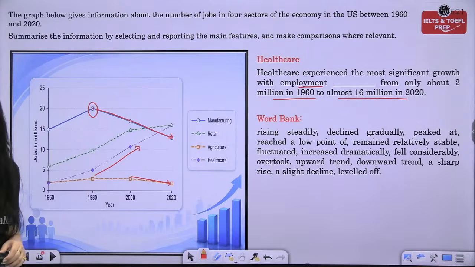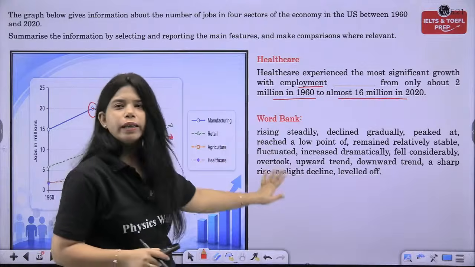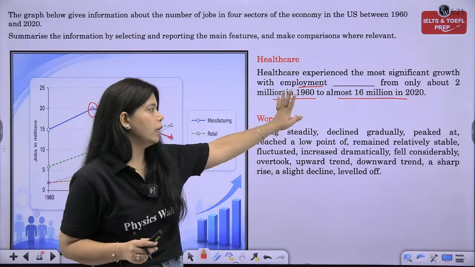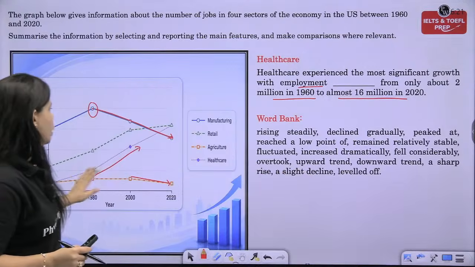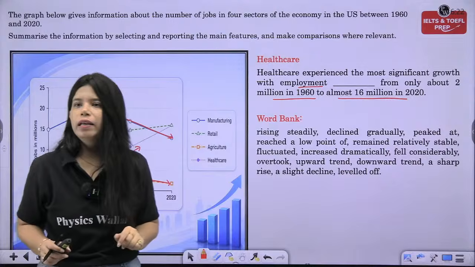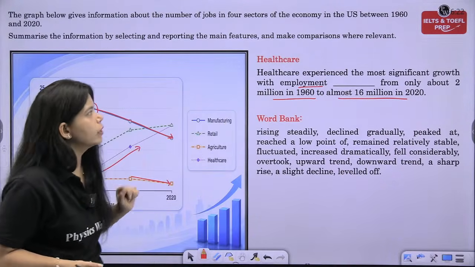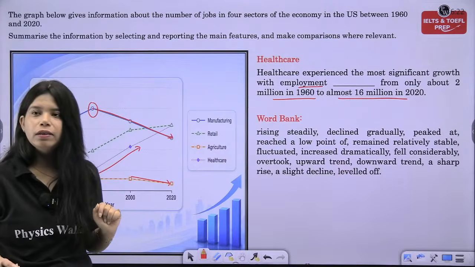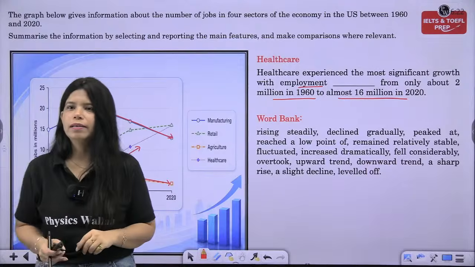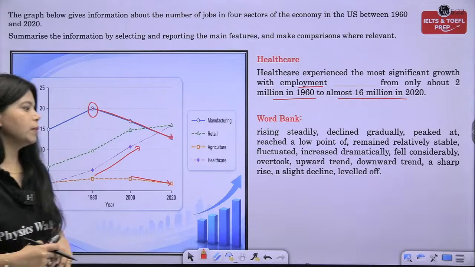Come on, tell me this one, guys. So healthcare experienced the most significant growth with employment upward trend. Guys, the collocation that you are posting should fit in grammatically. So upward trend, fine, we have an upward trend here. I agree with that, but that's not fitting in grammatically. Even increased drastically doesn't go. The healthcare experienced the most significant growth with employment increased drastically. No. Come on, now I am curious. Who can give me the right answer? Increase dramatically? No. Now you are just making wild guesses.